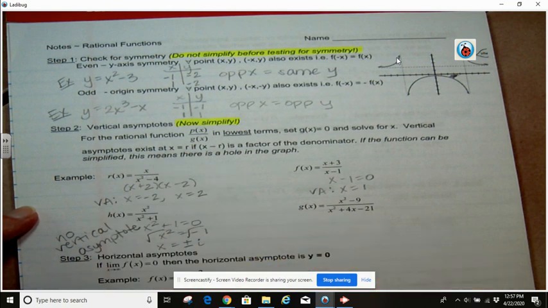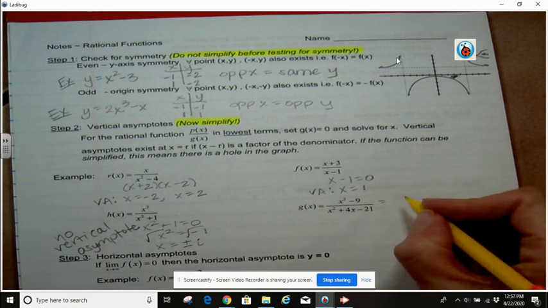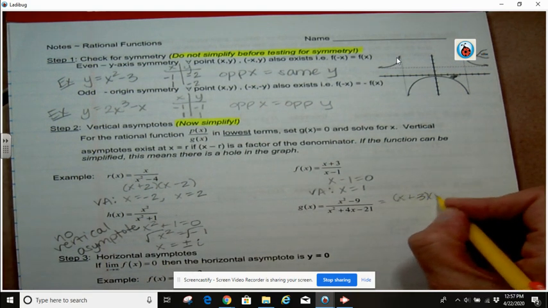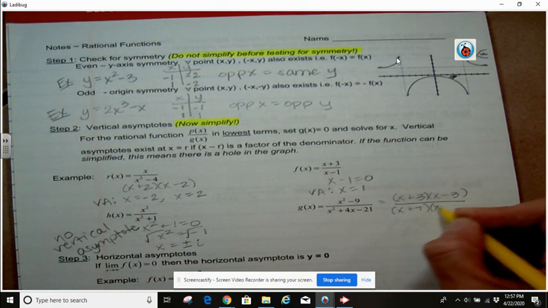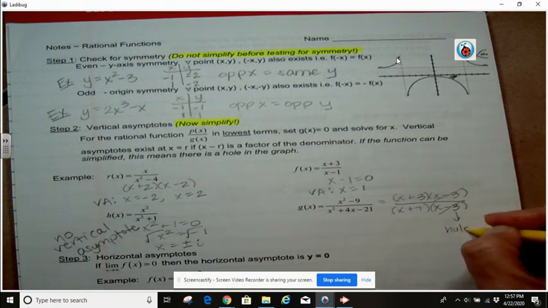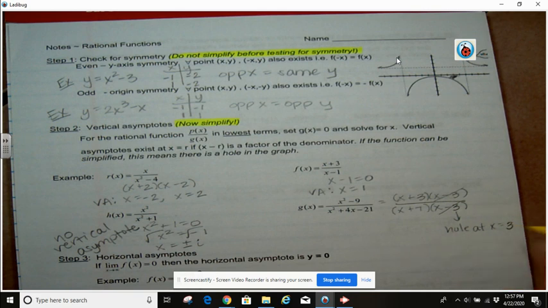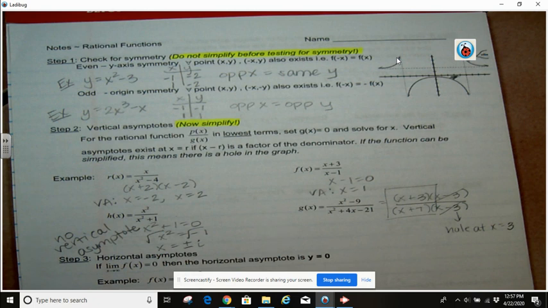That just says there are no off-limit x values, or no x values that would give us 0 in the denominator. For g of x, we're able to factor the difference of squares in the numerator and the trinomial in the denominator. And by doing that, we can see that we can simplify by reducing by the factor x minus 3. That creates a hole at x equals 3.